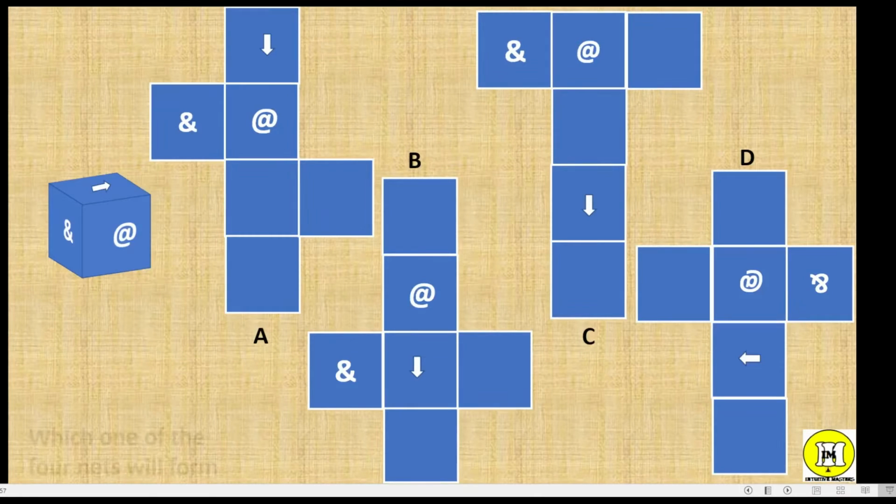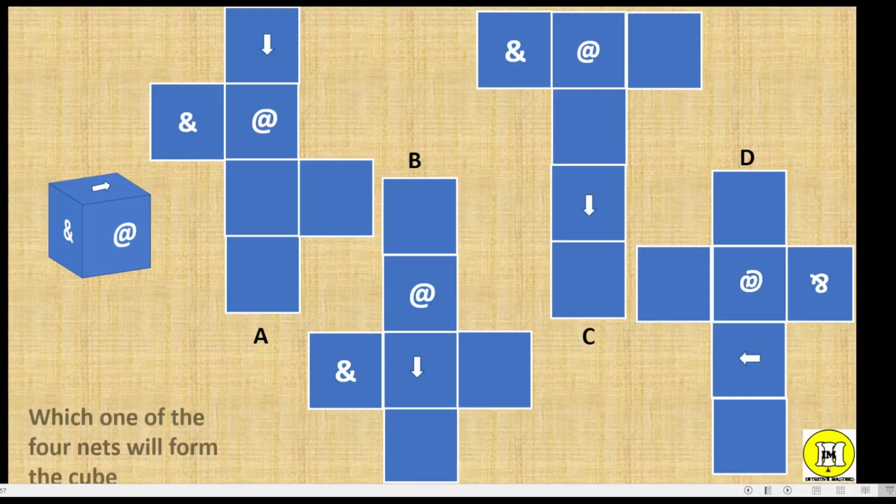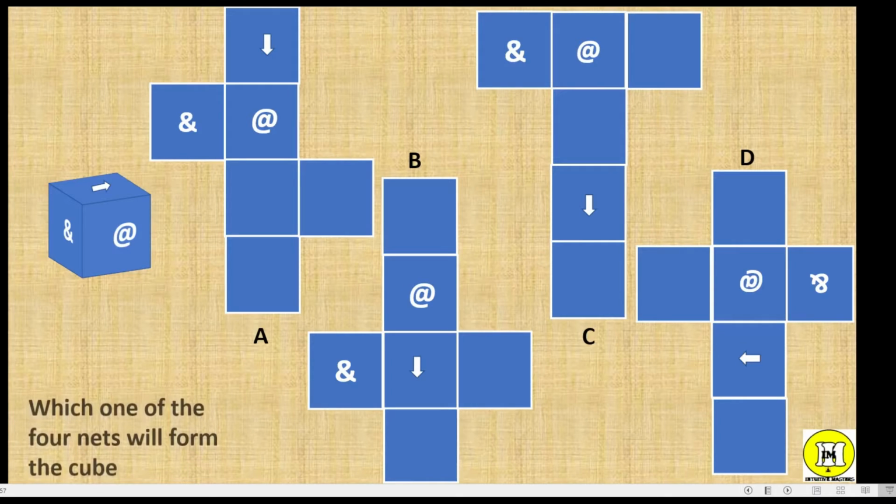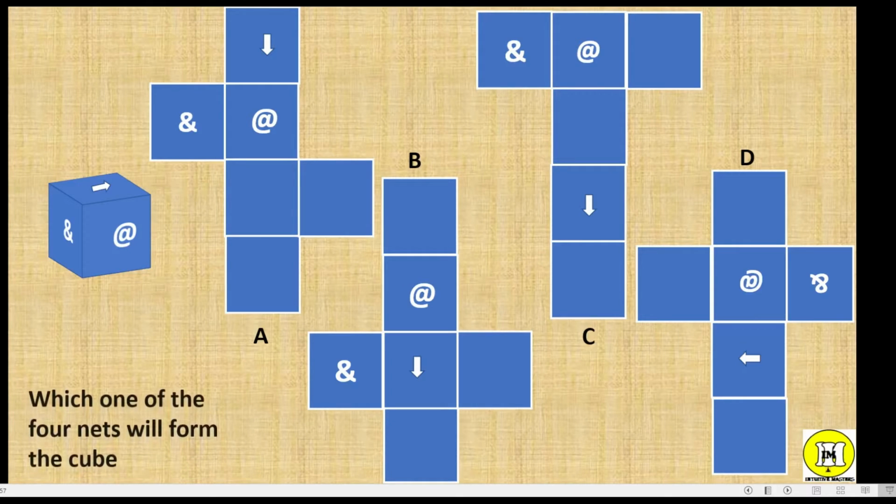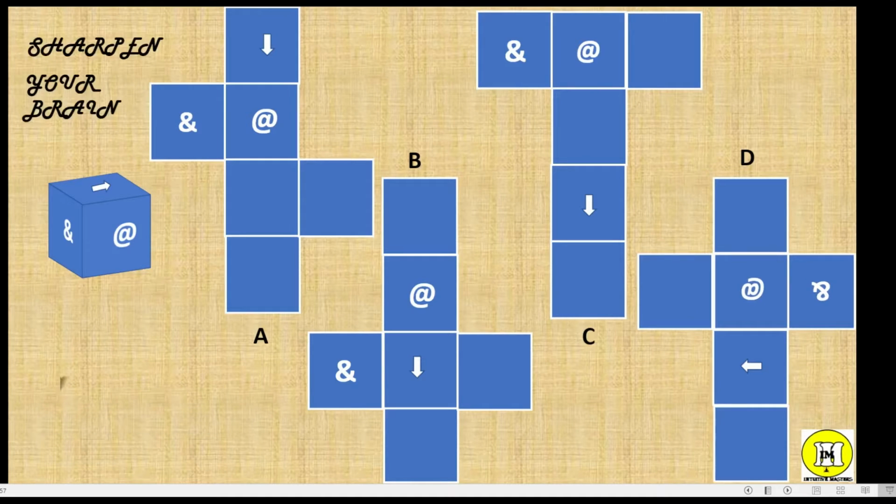Which one of the four nets will form the cube? In 15 seconds can you find the solution?